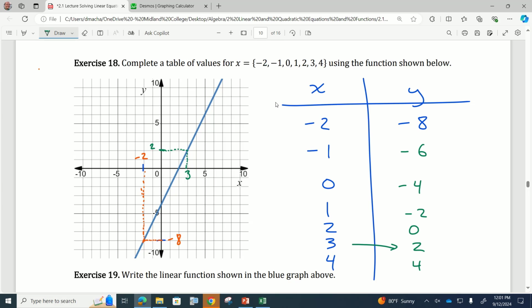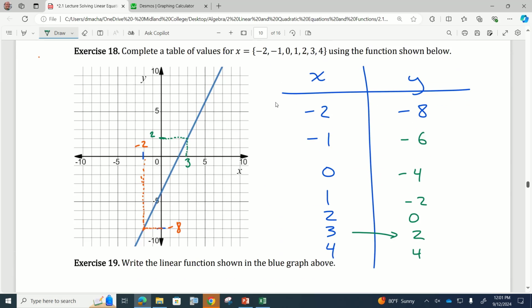Or you might notice a pattern. These linear functions, you might notice the pattern in the table. If the x value goes up by 1, then the y value goes up by 2. So the slope is 2, and so that's how you can fill in the table according to the pattern, if you notice that.